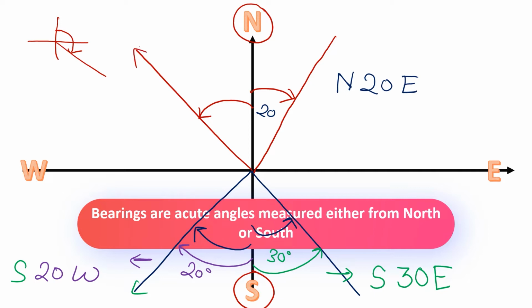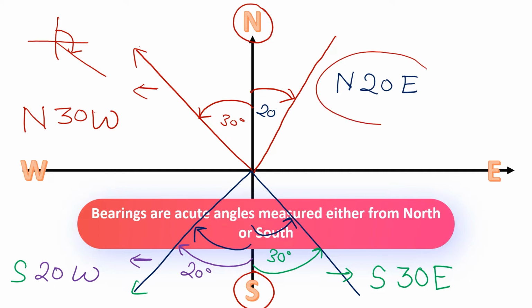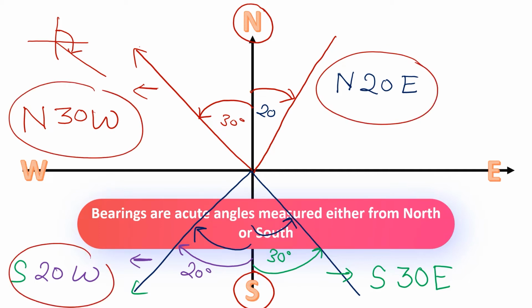And lastly, for this line, I think you might have guessed it by now, the first letter would be north. So let's say this angle is maybe 30 degrees, any random value, so north 30, and this line is pointing towards west, so your last letter would be west. So this is how you represent the bearing of any given line. You either measure it from north or you measure it from south. You first write either north or south, then you write the angle, and then you write east or west, depending on whether this line is pointing towards the east or towards the west. So this is the concept of the bearing.